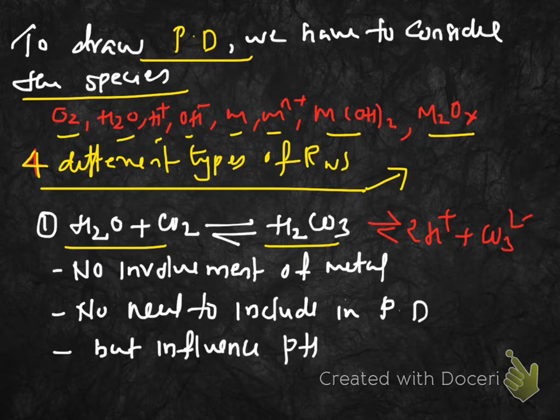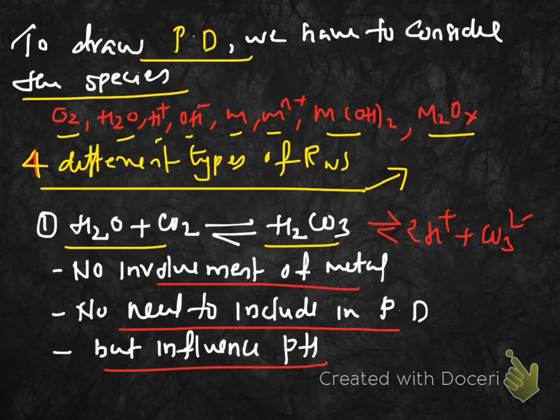This reaction does not involve any metal, so no need to include in Pourbaix diagram, but actually they can influence the pH indirectly as this equation includes H plus.